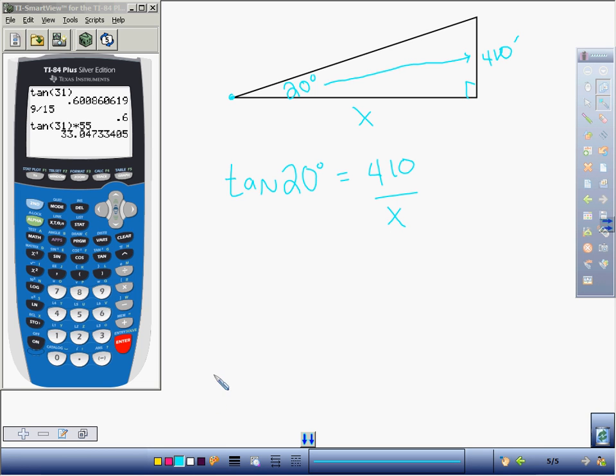You see where that comes from? Opposite side over adjacent side. So now I've got to get x by itself. Does anyone know how to get x by itself?